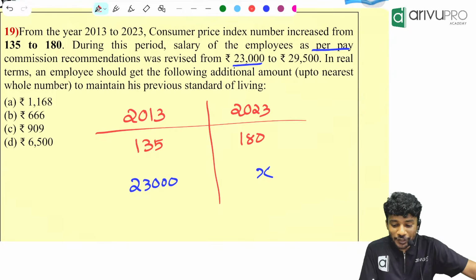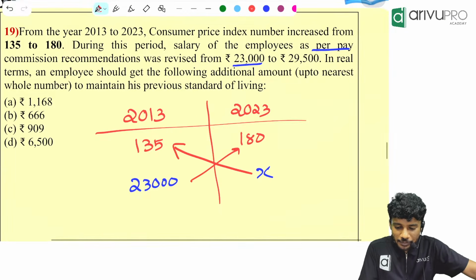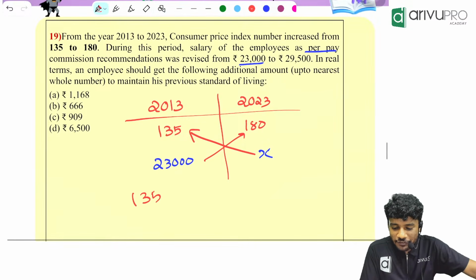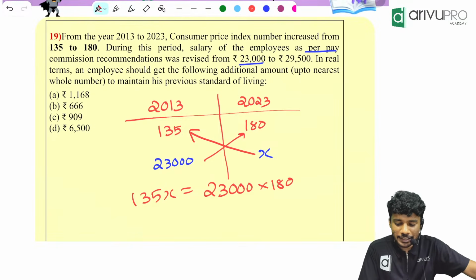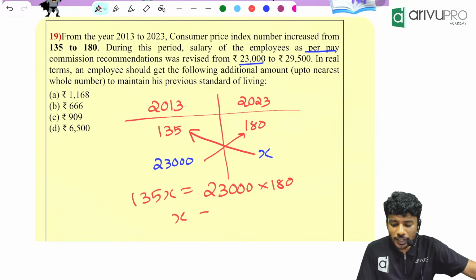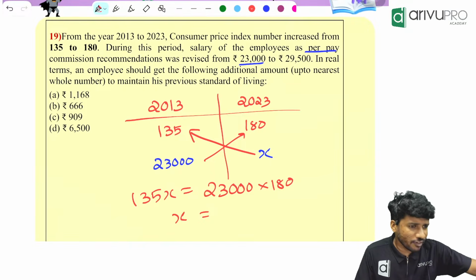How will you get the current salary? Cross multiply, people. That will become 135x is equal to 23,000 into 180. Then x is equal to how much are you getting? 23,000 into 180 divided by 135 is how much, people?